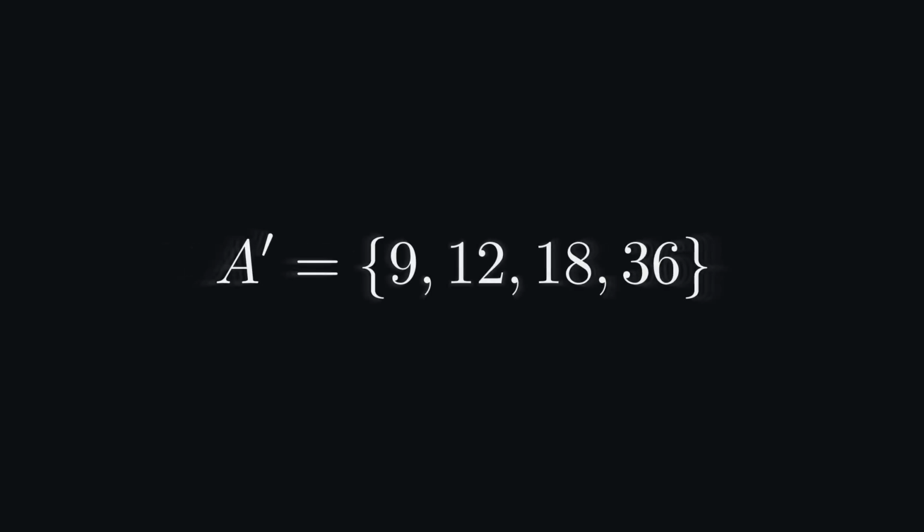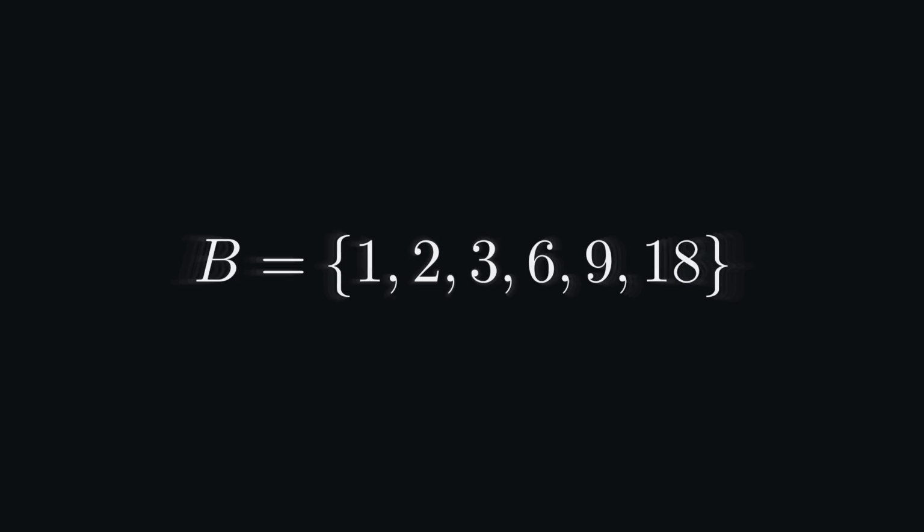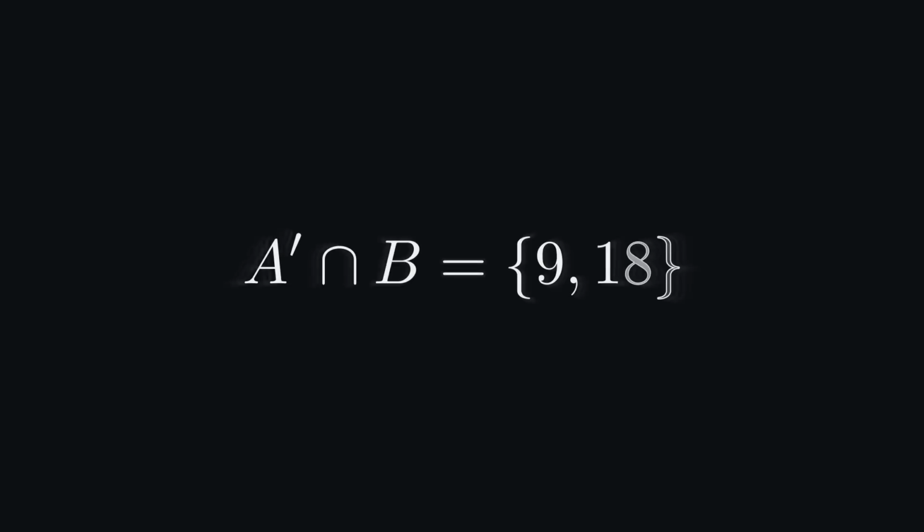Next, we will highlight the common elements between A' and B. A' includes 9, 12, 18, and 36. Set B contains 1, 2, 3, 6, 9, and 18. The common elements are 9 and 18. So, A' intersect B gives us the elements 9 and 18.